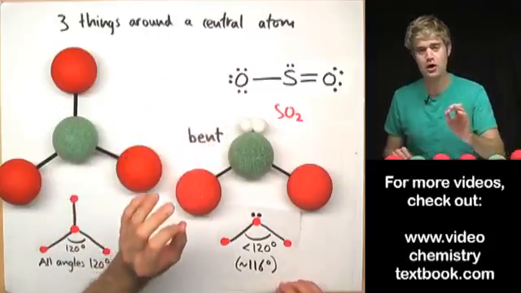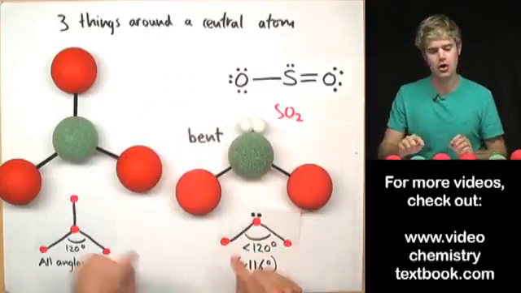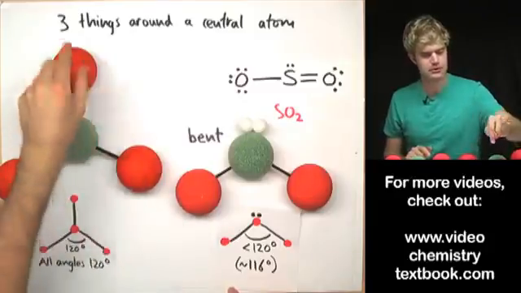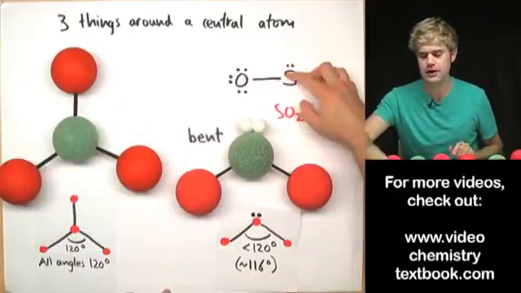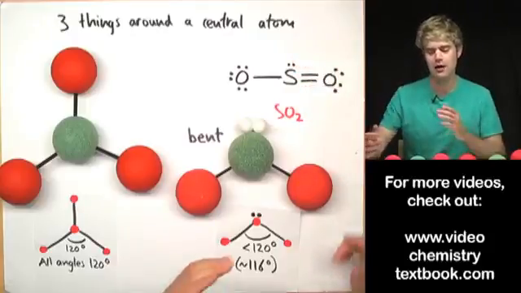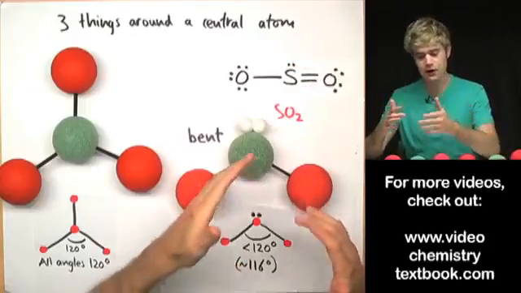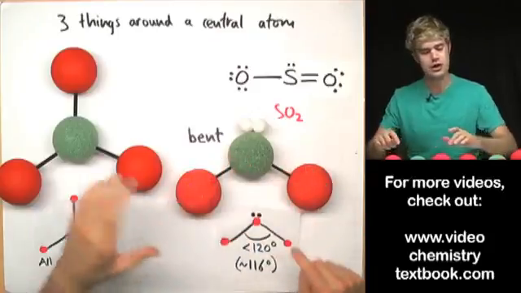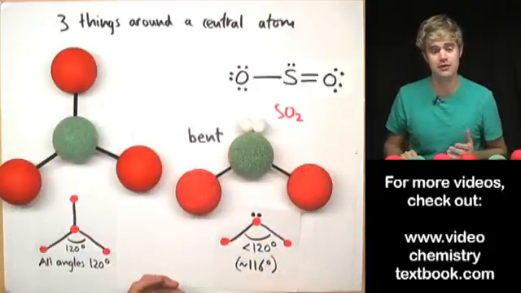But here's the point. We get the bent molecule when one of these 3 atoms from the trigonal planar is replaced by a lone electron pair. So always keep your eye on these lone electron pairs because they have a very significant impact on the shape that a molecule is going to end up having.